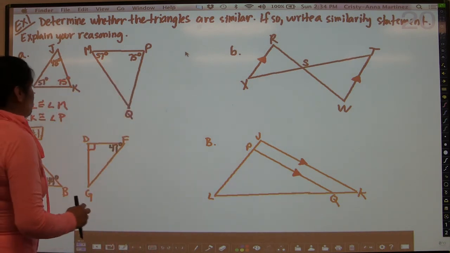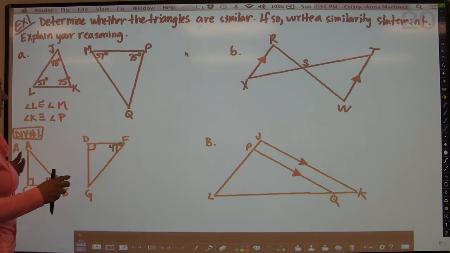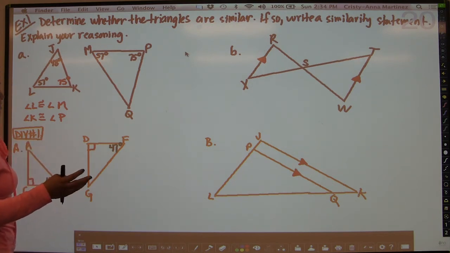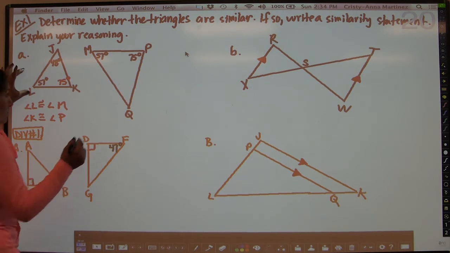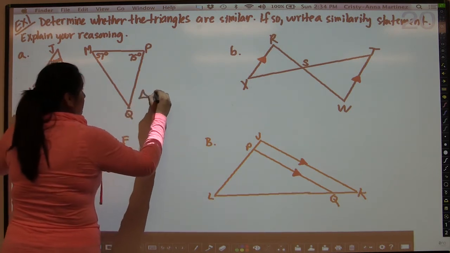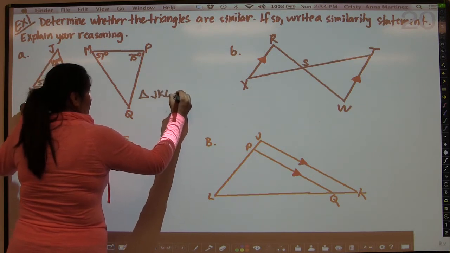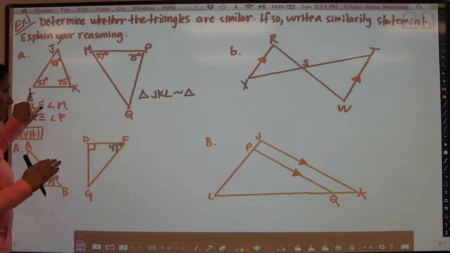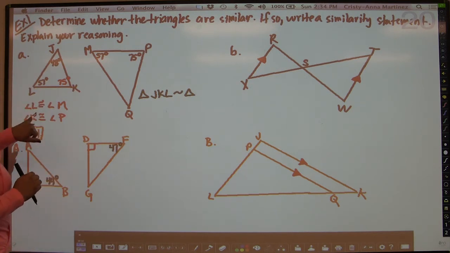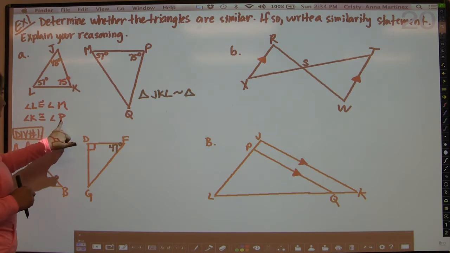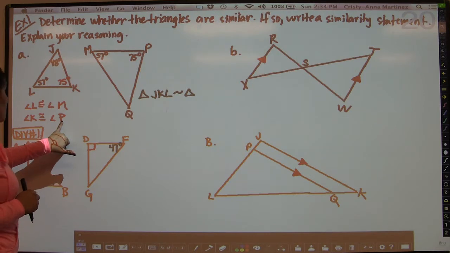So remember that when you write out the triangles, you have to put the letters in the right corresponding order. So it doesn't really matter what you call the first triangle. So I'm going to say triangle JKL is similar to triangle, and then I have to make sure that the letters are in the right corresponding order. So we know that L corresponds to M and that K corresponds to P, which means that J must correspond to Q.